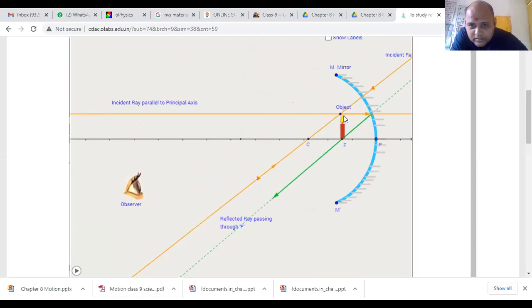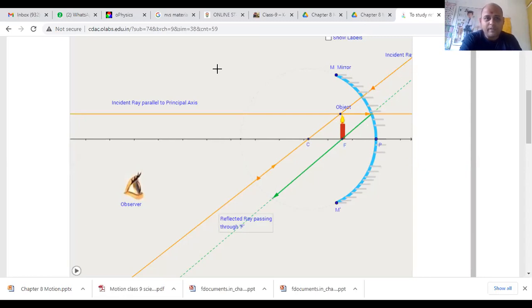Now when the object is between... come on. Sorry, really sorry. I'm not able to do it, but you can manage it. I hope you will be able to manage it. No, it's really difficult.